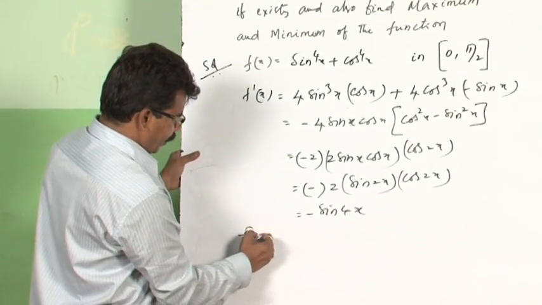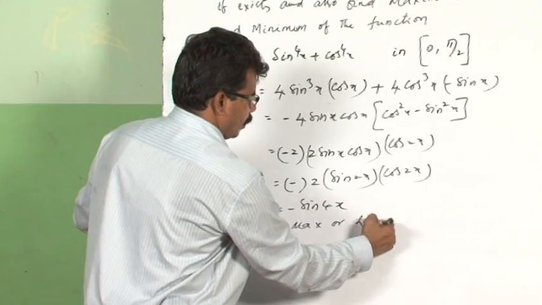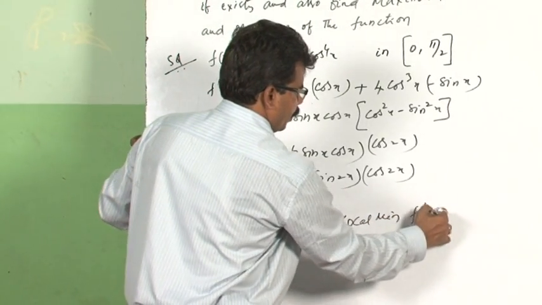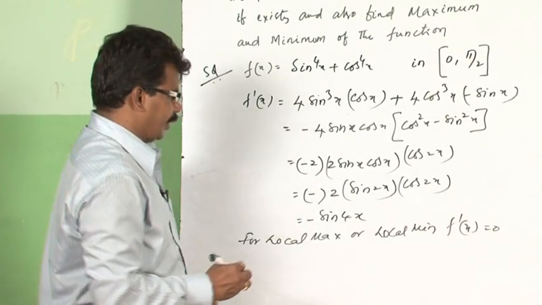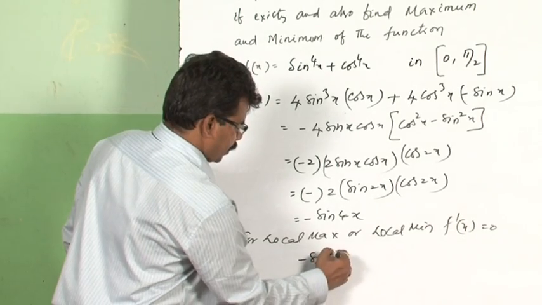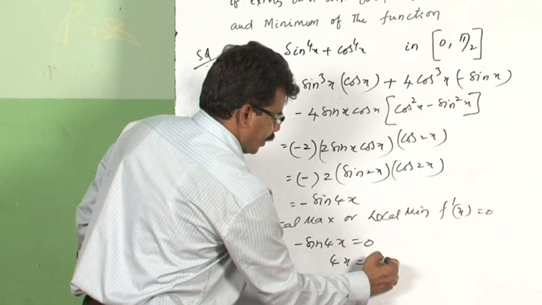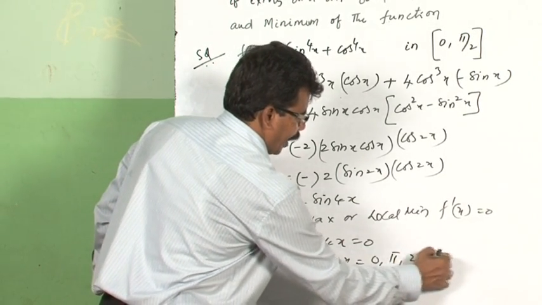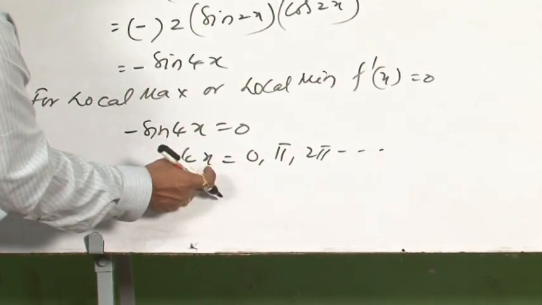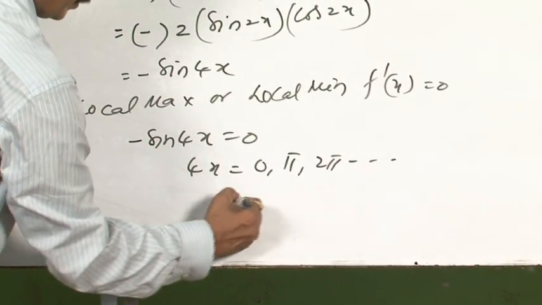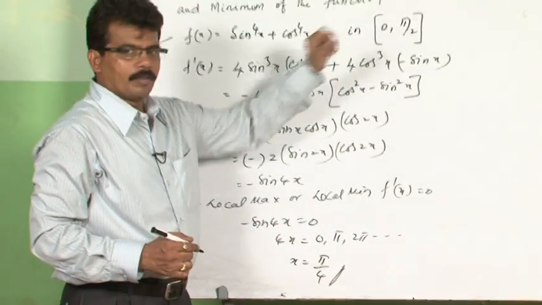For local maxima or local minima, we equate the derivative to 0, that means f dash x equal to 0 for the critical points, that is minus sin 4x is equal to 0, that is 4x is equal to, we will get so many values 0, pi, 2 pi and so on, because at all these points sin x is 0. So, therefore, the point which lies in the interval 0 to pi by 2 is x is equal to pi by 4. So, this is the critical point.